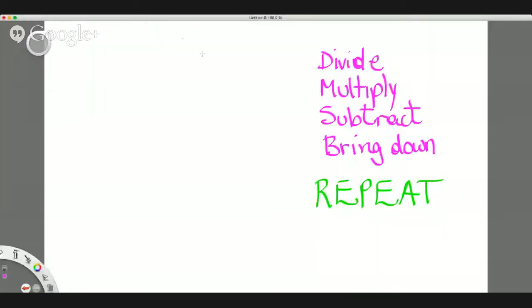Okay, so in this video, we'll be taking a look at long division and the steps required to complete a long division example. So here are the steps. First, you divide, then multiply, then subtract, then bring down, and then you repeat the whole process again, divide, multiply, subtract, bring down, as many times as you need to. So let's take a look at an example.